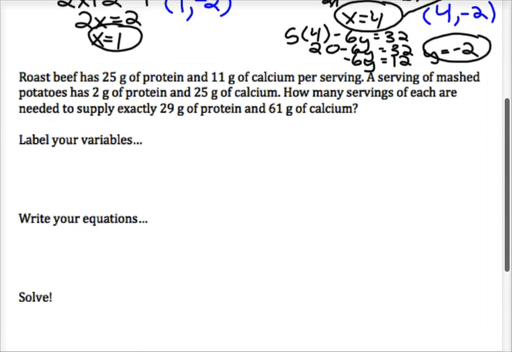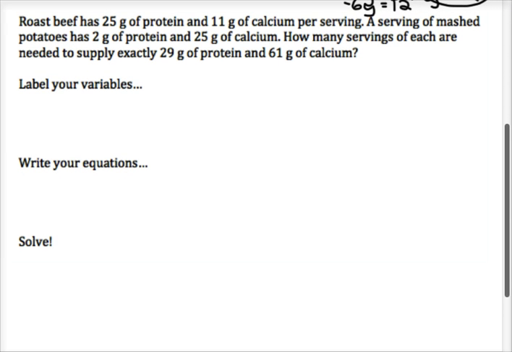Now, let's take a look at a word problem. Roast beef has 25 grams of protein and 11 grams of calcium per serving. A serving of mashed potatoes has 2 grams of protein and 25 grams of calcium. How many servings of each are needed to supply exactly 29 grams of protein and 61 grams of calcium? All right, so we need to identify here what we're looking for. We need to figure out how many servings are needed to supply that much protein and that much calcium.